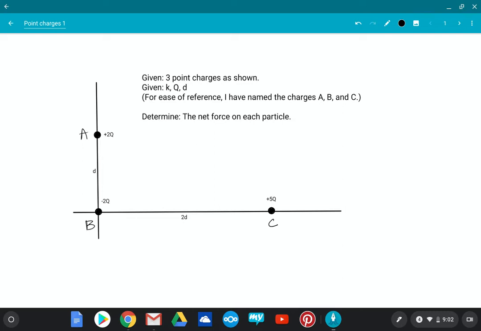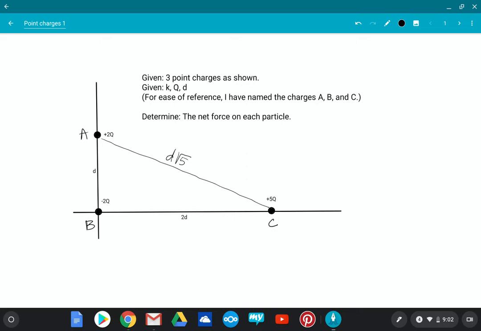The first thing I would want to do here is analyze the geometry of the situation. It's a nice right triangle. But the one distance that isn't given here that I'm going to be interested in is this line between A and C. Because this is a nice right triangle, I can see that this is going to be D root 5, just using Pythagorean theorem.